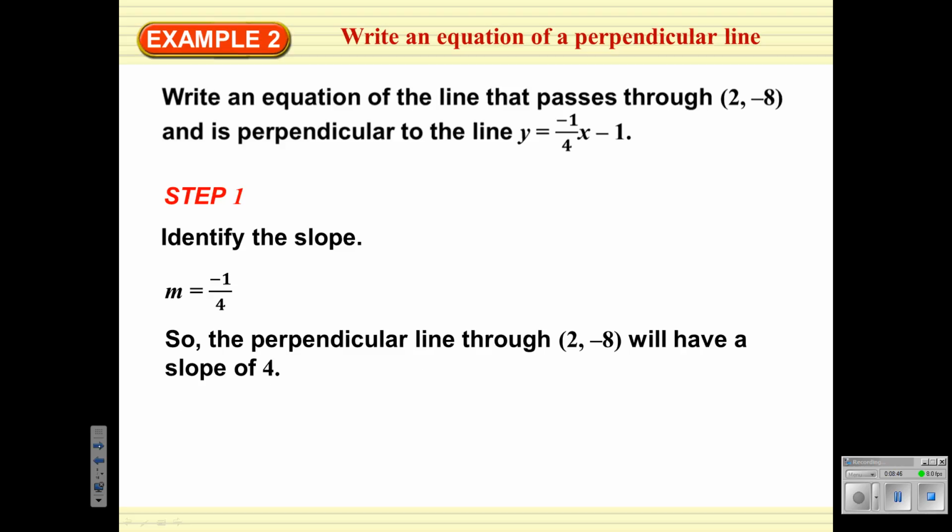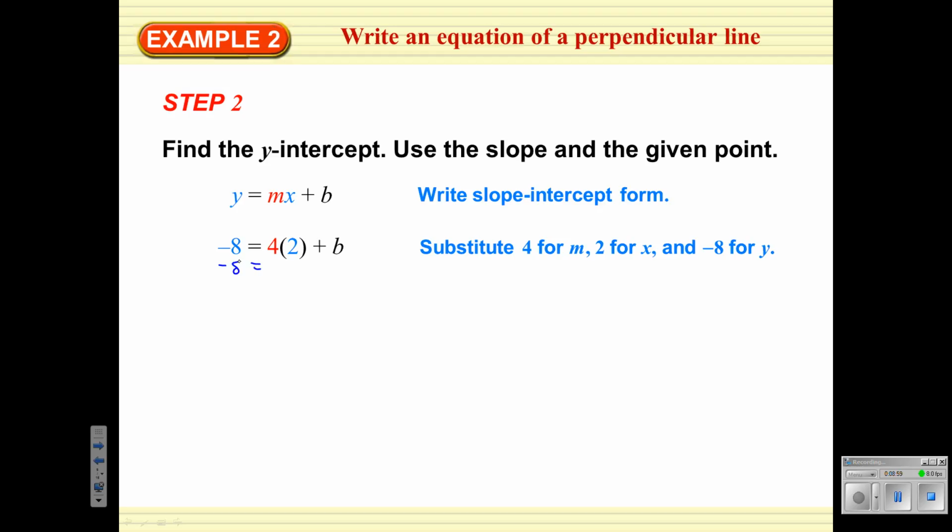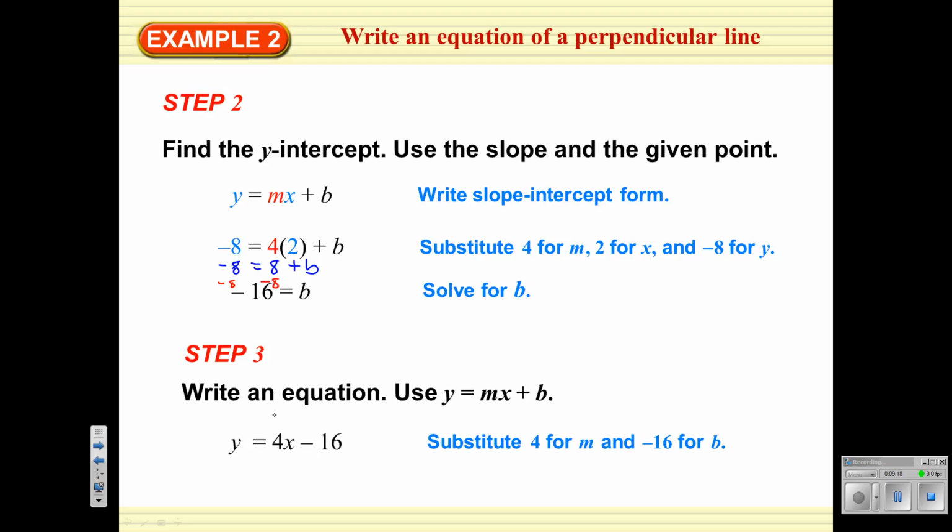So here's our point. Here's our slope. You could use point-slope, but we're going to solve for b with our slope-intercept. Again, we're going to substitute in our y coordinate, our slope, and our x coordinate, and we're going to solve. So -8 equals 4 times 2, which is 8. We're going to subtract 8 from both sides, and we get b equal to -16. Now we have our slope and our b, so we can write our equation. Our slope is 4, our y-intercept is -16.